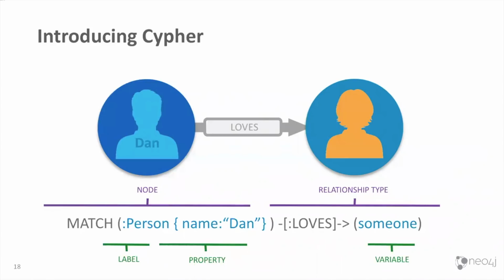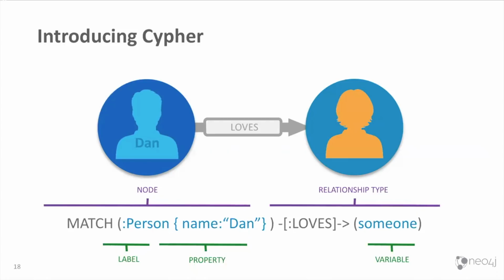Then we draw the relationship. It's sort of like ASCII art, right? You can see the direction of this relationship, and you can see the label for it. So we're looking for love's relationship that moves from Dan to someone else, right? Just the way we had seen it in the diagram before.